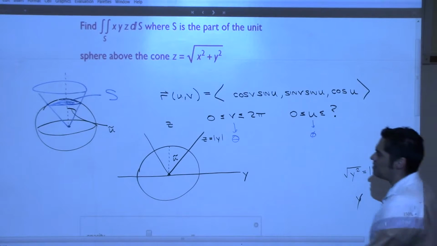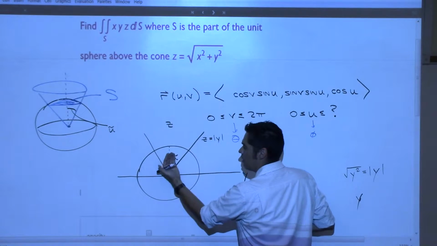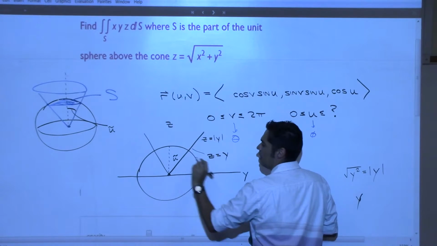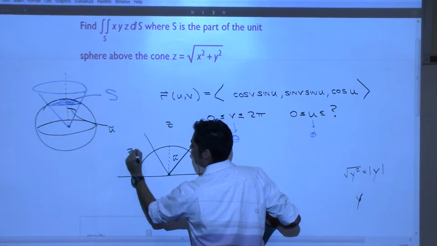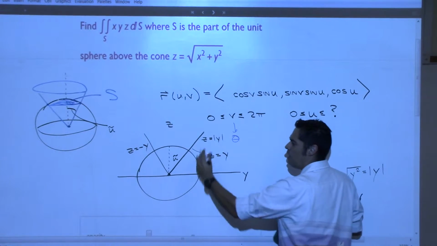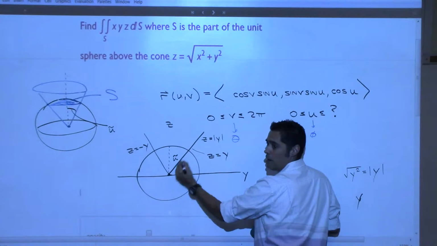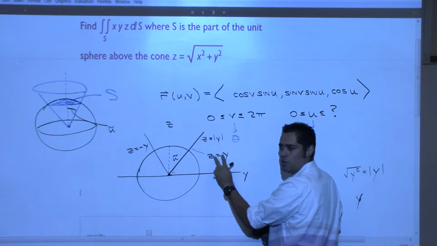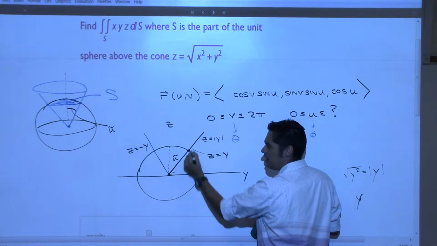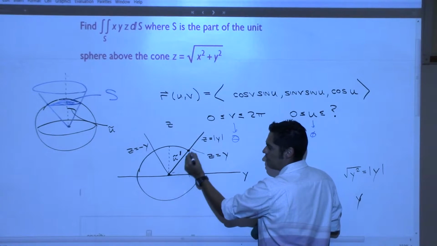If z is the absolute value of y, then this part of the line is actually z equals y, and the other line is z equals negative y, correct? And z equals y means that this line goes out 1, up 1, right? Out 2, up 2, because the z and the y coordinates are the same. So the ratio here is the same. And I know that this distance is 1, don't I? That right there is 1.